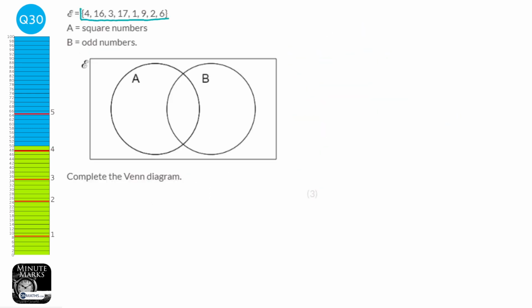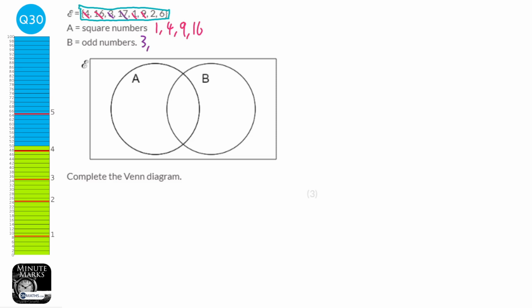We have our everything list here. Now these are all the numbers that go into our Venn diagram, and in A is all the square numbers. So we're going to have a look and see which square numbers we've got. Well, we've got 1 and we've got 4 and we've got 9 and we've got 16 are all square numbers. So in here is 1, 4, 9 and 16. And we're going to look at all the odd numbers. So we've got 3.